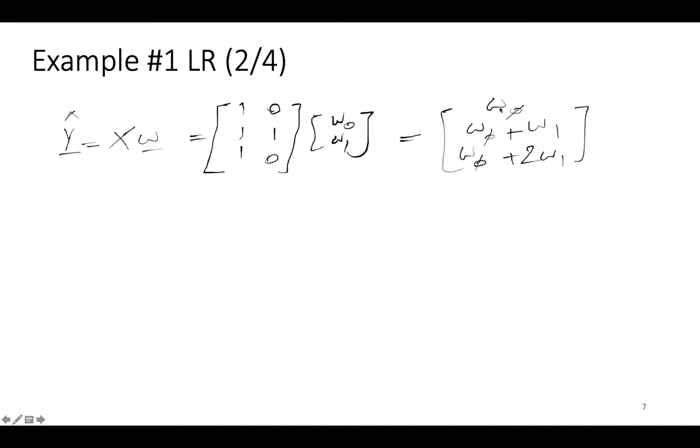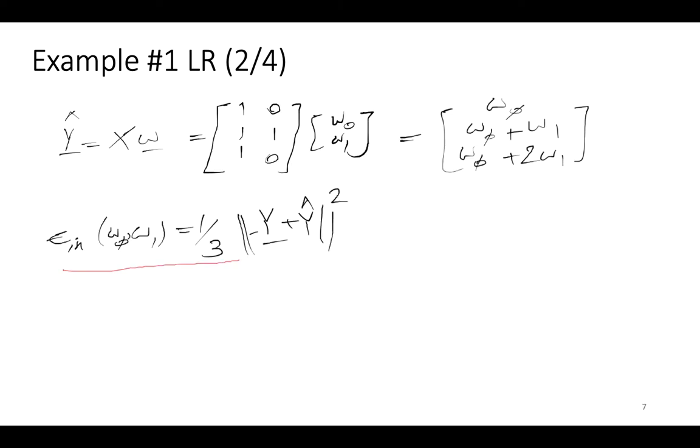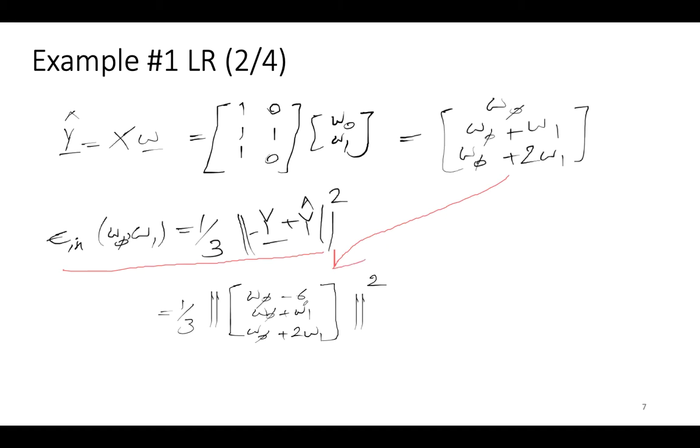All right. So if we calculate the y hat, it's going to be equal to the multiplication of your x and w. And when you multiply that, you're going to have w0. On the second row, you have w0 plus w1. On the third row, you have w0 plus 2w1. And the in-sample error, or your training error, would be equal to, we have 3 points, 1 over n, and your estimation y hat minus y, or y minus y hat, is the same. And this is the norm of the vector, right? So we need to calculate this, which is 1 over 3, and we need to compute the norm of this.